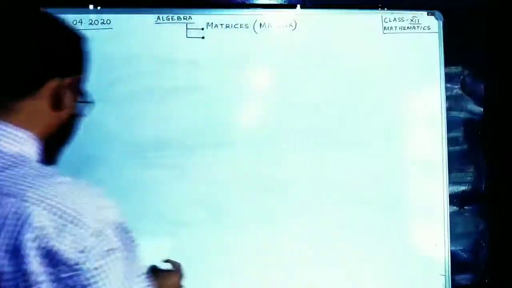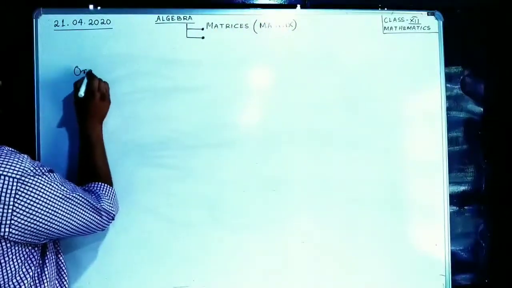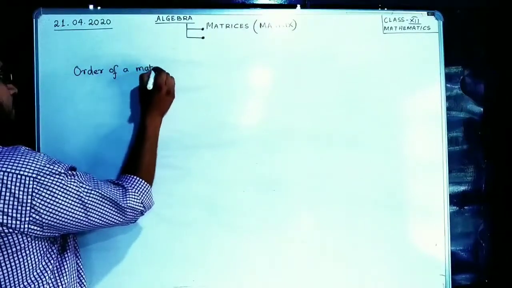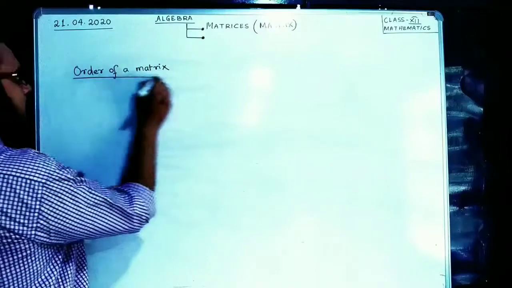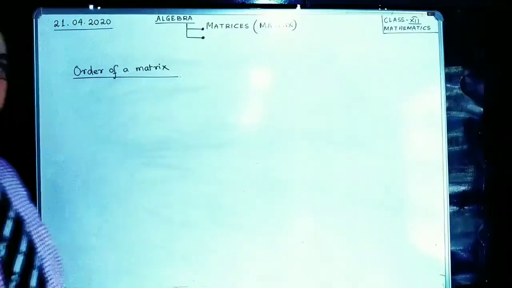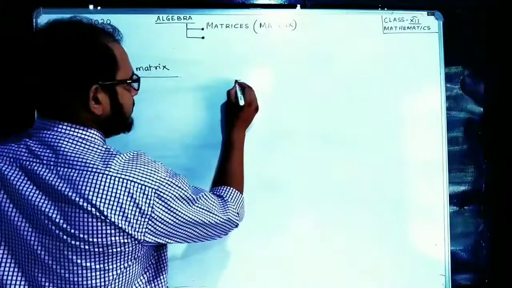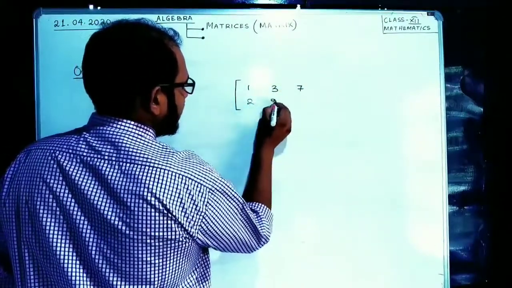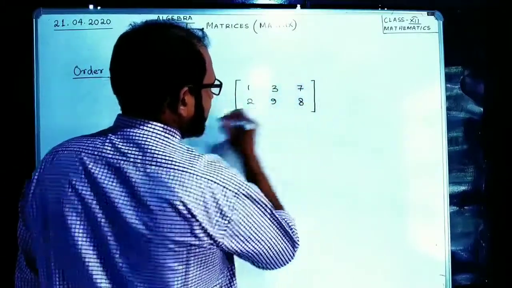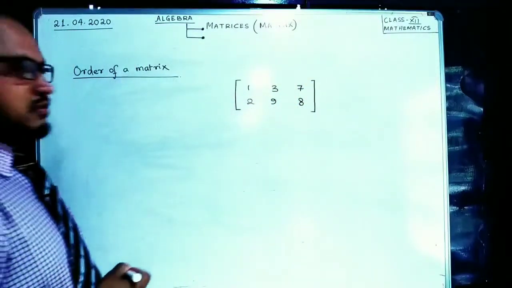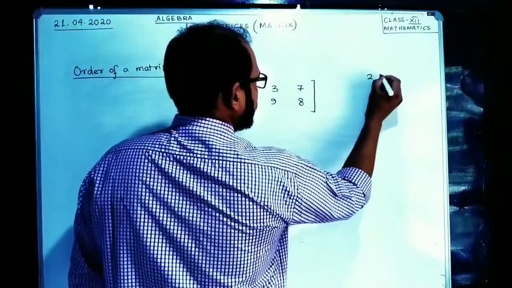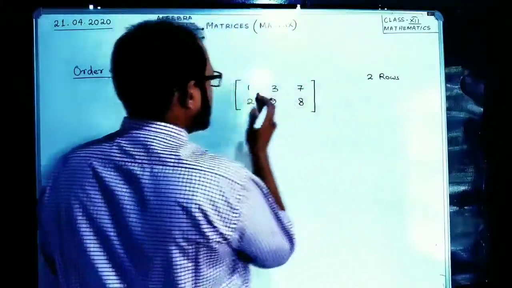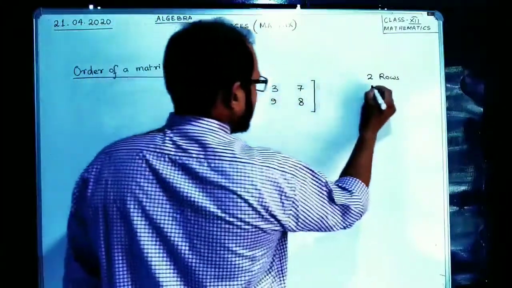We call it the order of a matrix. Any matrix has its own order. Let us say we have a matrix 1, 3, 7, 2, 9, 8. This is a typical matrix. How many rows does this have? This matrix has 2 rows. First row, second row, 2 rows. And how many columns? First column, second column, third column. So this has 3 columns.